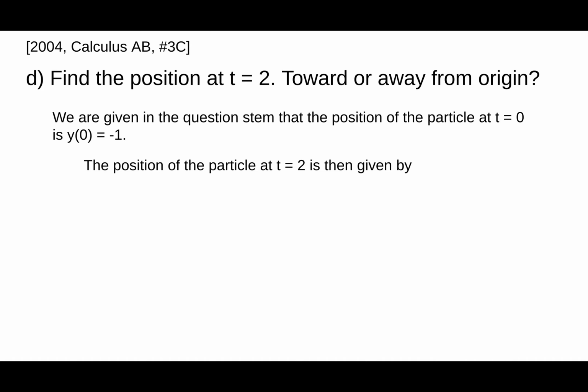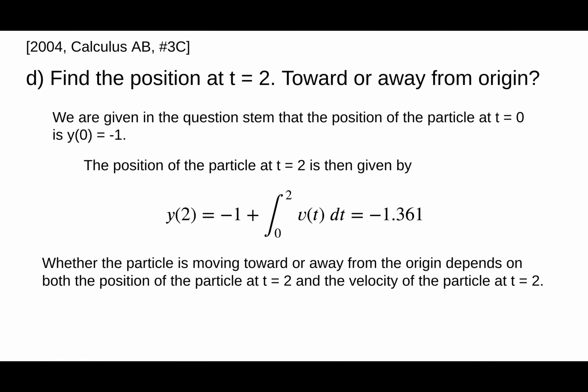The position of the particle at t equals 2 can be found by taking the definite integral and adding the initial condition, negative 1. So y of 2 would be negative 1 plus that integral from 0 to 2 of v of t dt. This is a calculator active question, so we're going to use our calculator to calculate the value of that definite integral, and it turns out that it's negative 1.361 when we factor in that negative 1.